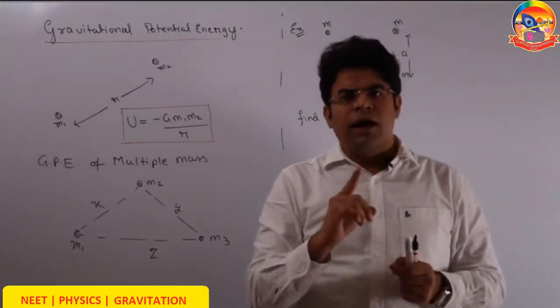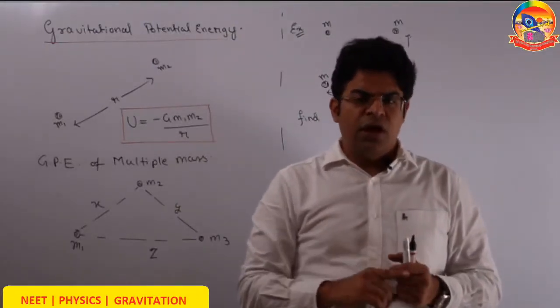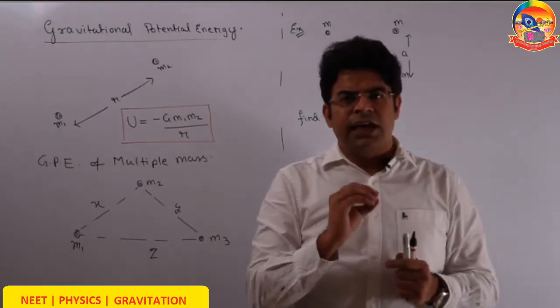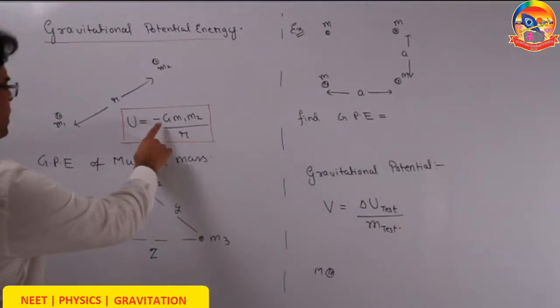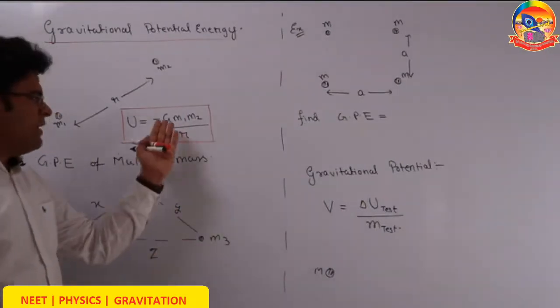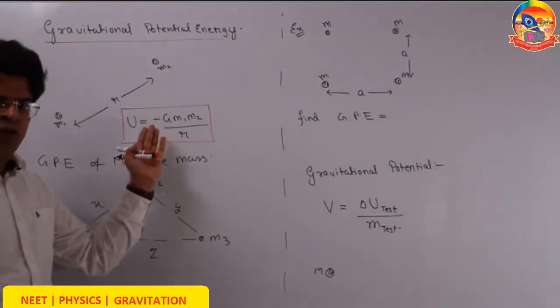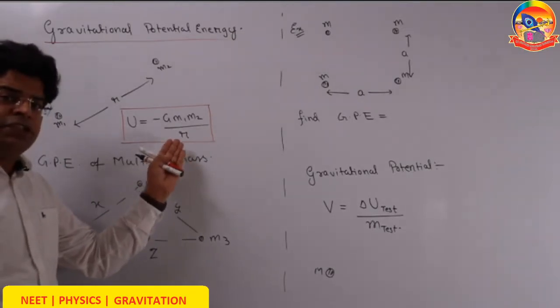Moreover, two masses always attract each other. Gravitational potential energy as a convention is always defined as negative. There is an inbuilt minus sign in the formula. Masses can never be negative. G is not a negative constant and r represents the separation between the two masses.